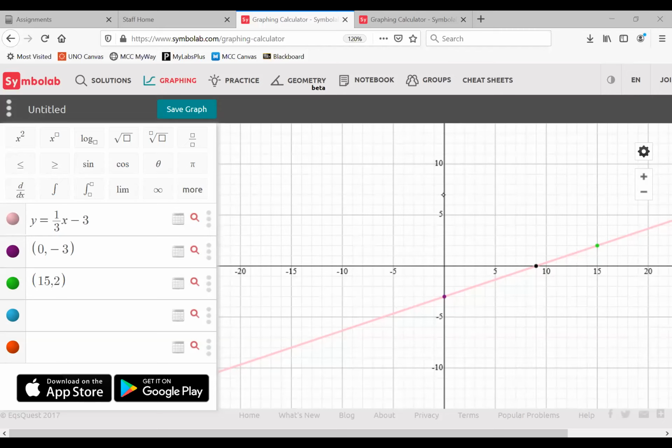And what I've labeled on this graph as well are the 2 points that we were given. So (0, -3), that's down here on the y-axis. And then (15, 2), that's over here. So 15 to the right and then 2 up. I just wanted you to see that both of those points were on this line. And then here's the equation, y equals 1/3 x minus 3.